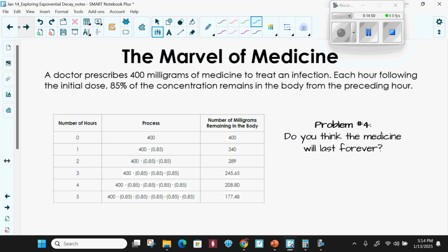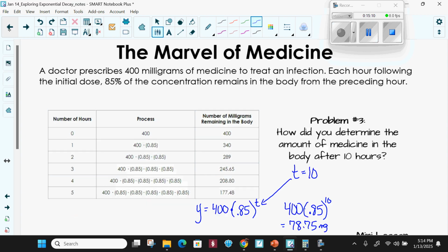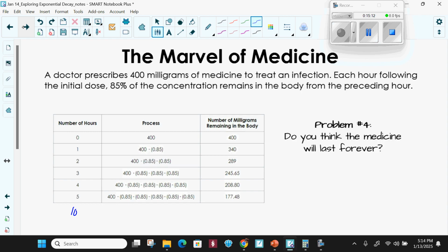Okay, now here's a question. Think about this for a minute: do you think the medicine will last forever in your body? Hopefully, medicine doesn't stay forever in our body. The values, as we saw, 10 hours gets down to 78.75. Okay, so that's after 10 hours.